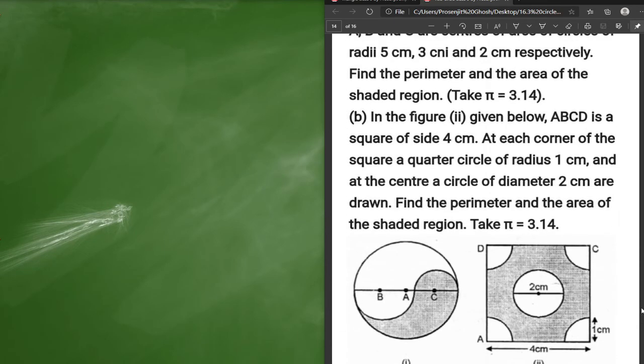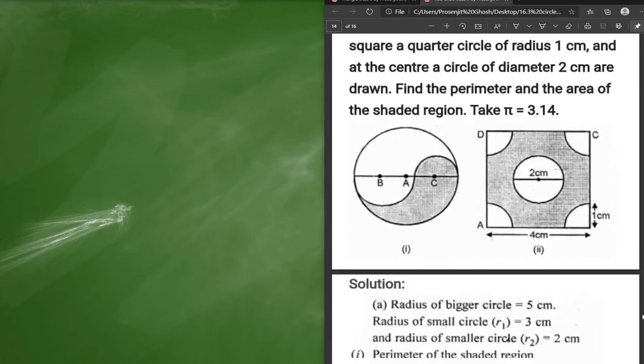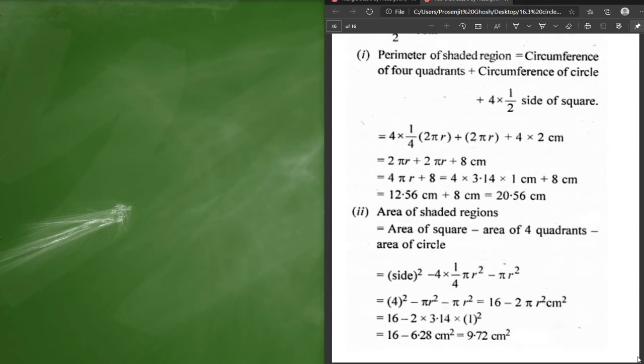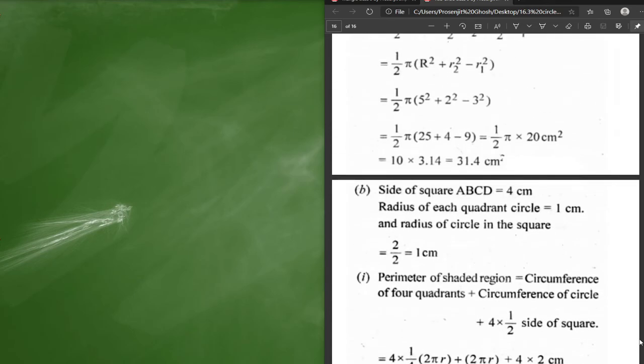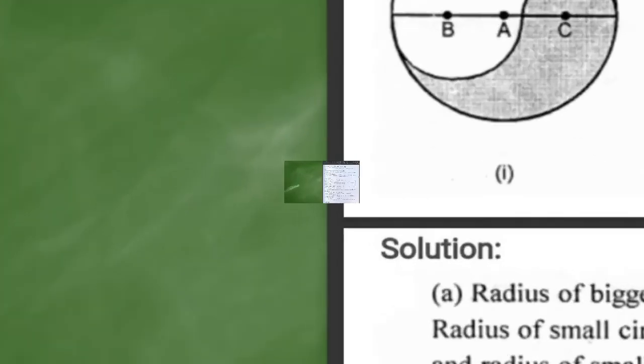That's one more part that mostly comes in the exam, that is this kind of sums. I already gave the solves of this. Just go through this one, and still if you face any doubt you can ask me anytime. So thank you for the circle. In the next part we will see the 3D objects.